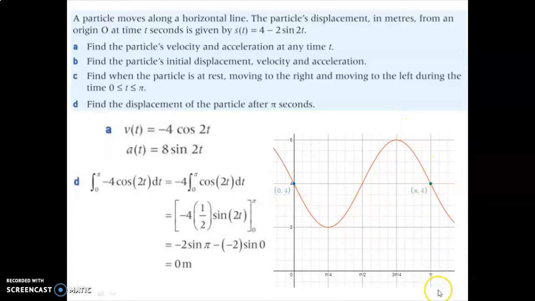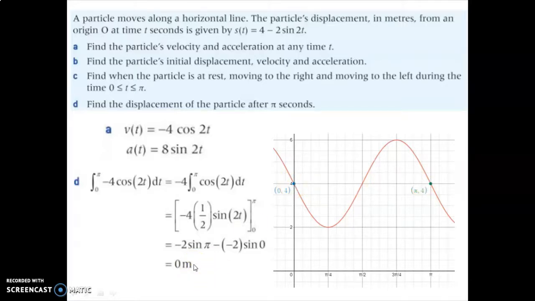And notice here after pi seconds, which is right here, it is right here. So how much has it moved from the beginning? Well, nothing. The end result, it is the same distance of 4 meters from whatever reference point this is. So it's like it's gone away, it's gone towards it, away from it, but ended up coming back to where it started. So the displacement is 0.